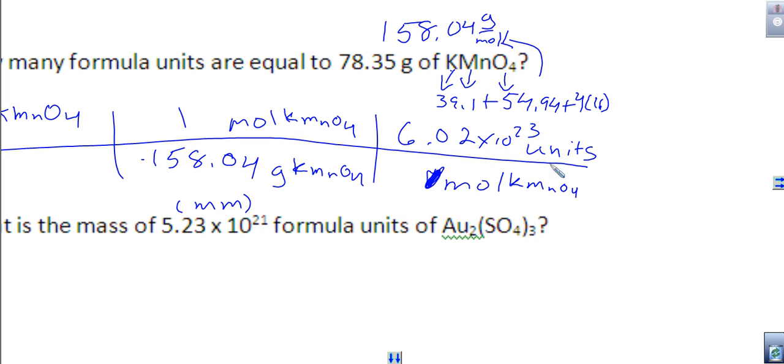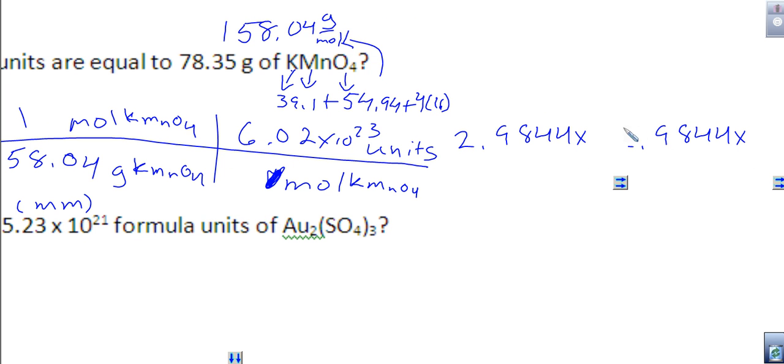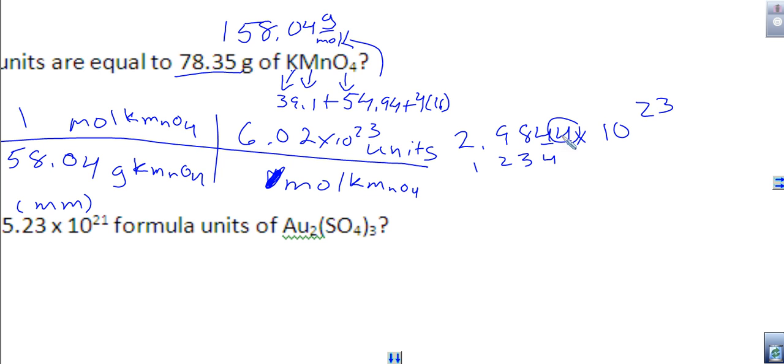Alright, so the answer ends up being 2.9844 times 10 to the 23rd. So we need to round this to how many sig figs, guys? 4. 1, 2, 3, 4. Underline, circle. This number is less than 5, so what does that mean? Stays the same. 2.984 times 10 to the 23rd units of KMnO4.